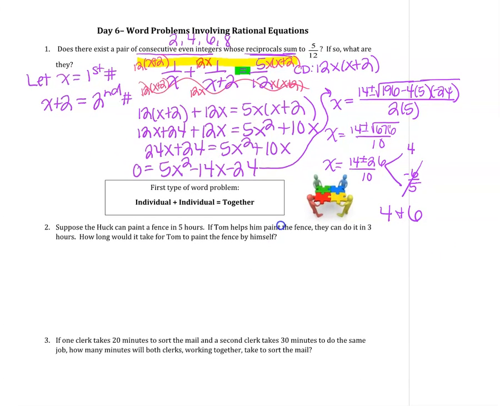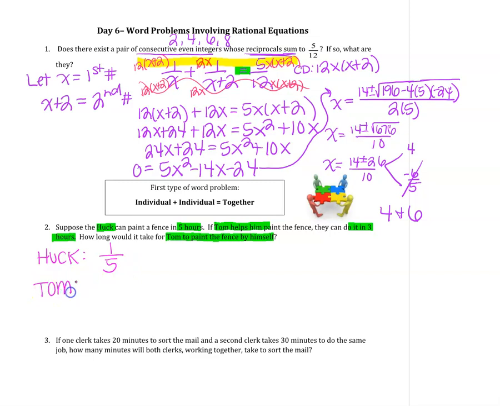Now, the second type of word problem is working together problems, where the idea is individual plus individual equals total effort together. So suppose Huck can paint a fence in 5 hours. If Tom helps him paint the fence, they can do it in 3 hours. How long would it take for Tom to paint the fence by himself? So I highlighted some important information. Huck is taking 5 hours. So let's write that as 1/5. So it's one job completed in 5 hours.